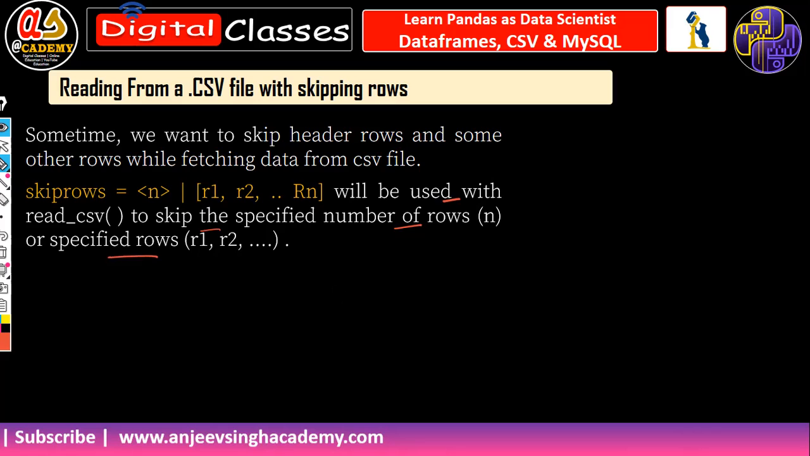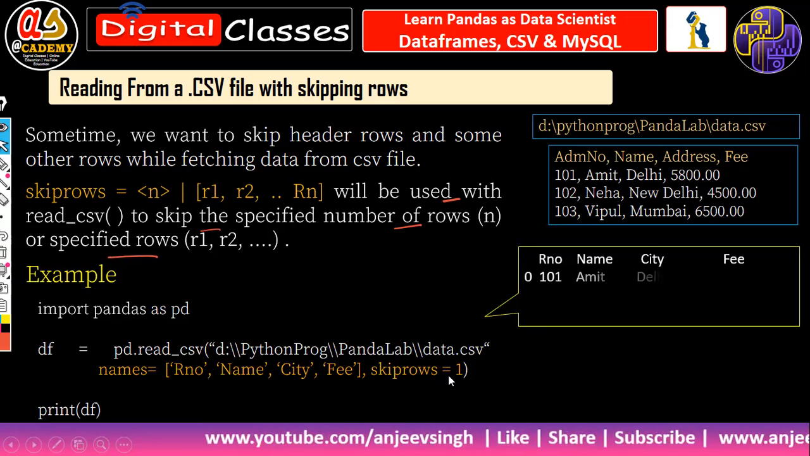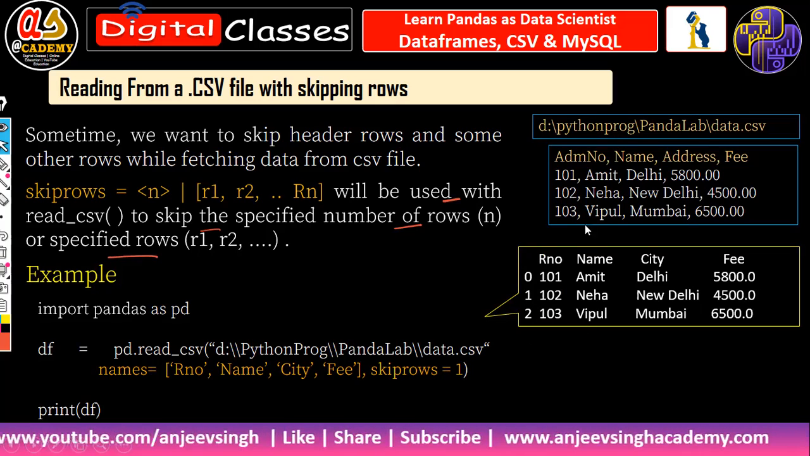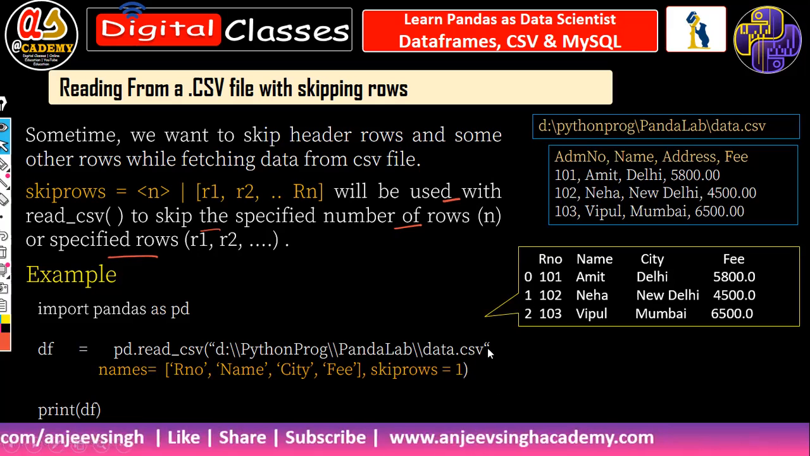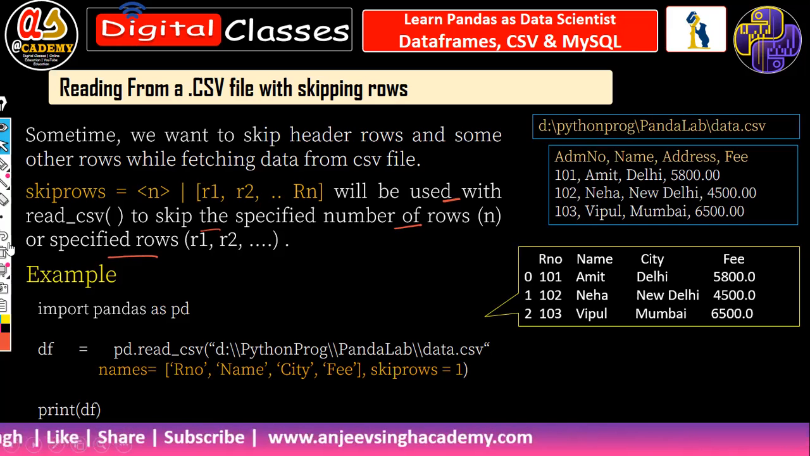So now look at this, how we will use it. Suppose this is my data, the same data I'm using here, with 3 records and 1 column header, and now I'm writing skiprows 1, meaning I want to skip only 1 row. You can observe that initially the data is this, I think it's not skipped, the output is shown here, there is a problem. So I'm going to show you through the program.